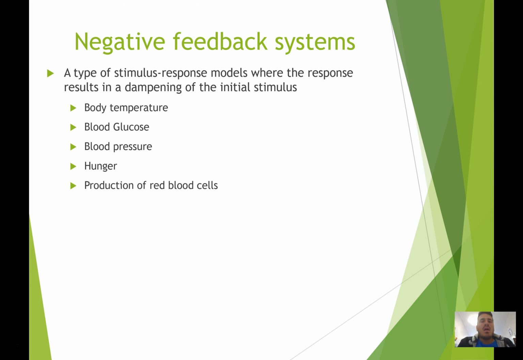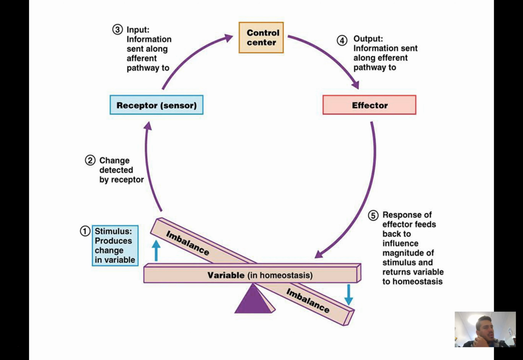Okay, so a very specific type of stimulus response model is called the negative feedback system. Okay, and negative feedback is used in lots of different homeostatic mechanisms such as body temperature, blood glucose, blood pressure, whether you're hungry, whether you're thirsty, and also the production of red blood cells, okay, and lots of other ones as well. Let's go through a very specific example of this negative feedback system, all right? Negative feedback is all about having this initial stimulus, right?